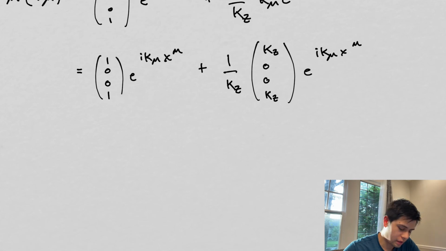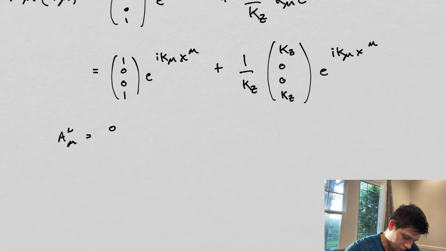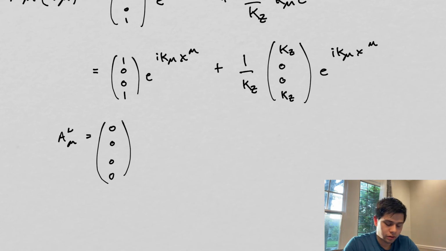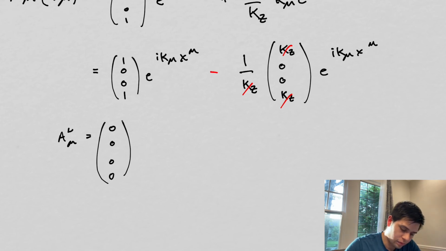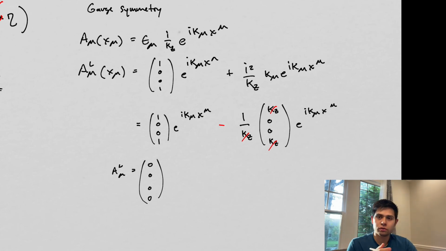Okay, and then we get ultimately that our A_L mu is equal to this right here, because this will cancel with these. We get that, and then this has to be a minus sign. My bad. And so we get that this is a 0 vector. So the longitudinal component goes to 0.